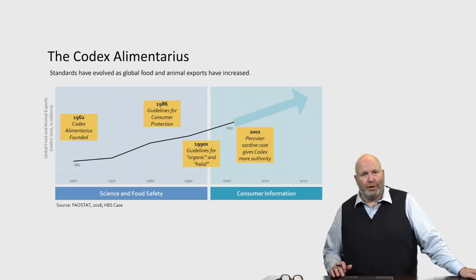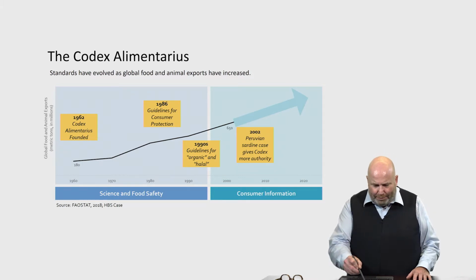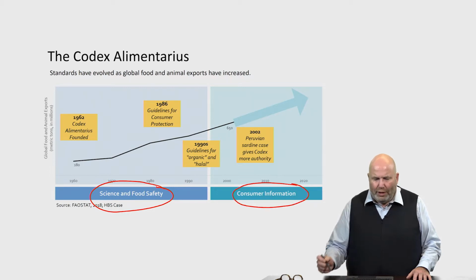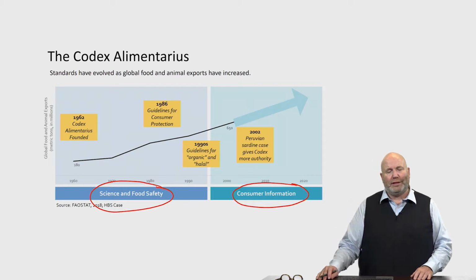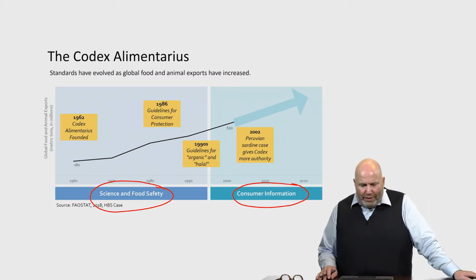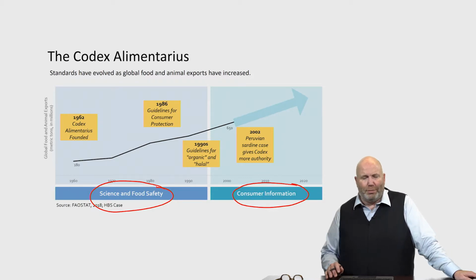Over time, the Codex evolved from a science and food safety perspective to more and more communicating consumer information. When it was first set up in the early 1960s, we were communicating to consumers what food safety was and what scientists said. Food companies wanted science and food safety things designed to go on these food labels. Then in the mid-1990s, we started seeing a push by consumers for things like organic or halal. And so the Codex became something broader than just science and food safety, moving into providing consumers with additional types of information.